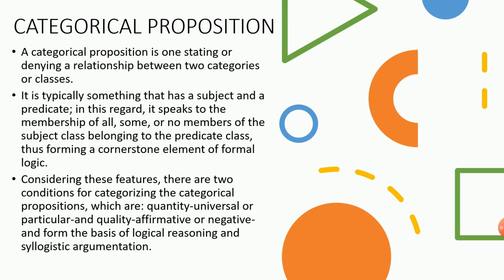Now moving on to categorical proposition. A categorical proposition is one stating or denying a relationship between two categories or classes. So it is typically something that has a subject and a predicate.